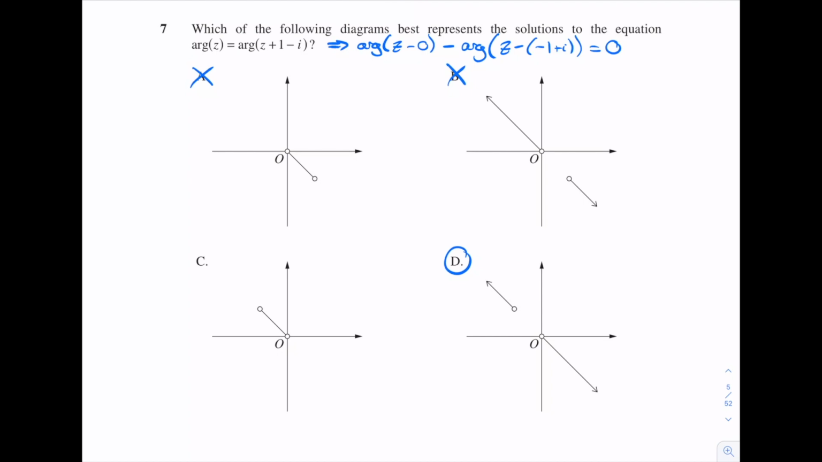There is a video that I made a while ago about this concept, and I would really recommend that you go and have a look at that video if you're not 100% sure about this question.